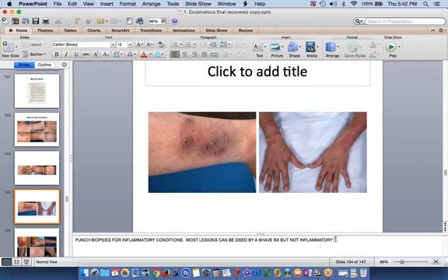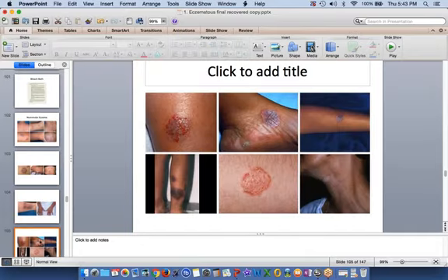Okay? So most of the time you see these conditions of nummular eczema on the lower extremities and the trunk. I have not seen a lot of them on the upper extremities. Again, if you're not sure whether you're dealing with lichen planus or tinea of the body, then do a biopsy. Also, there's a condition called fixed drug eruption.